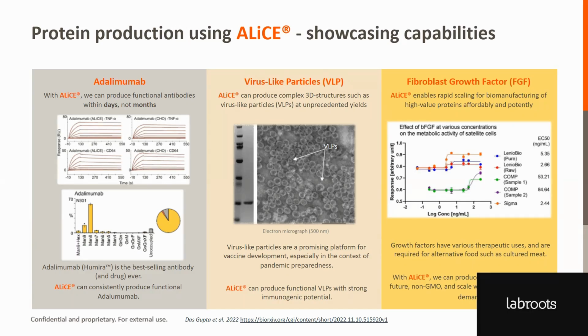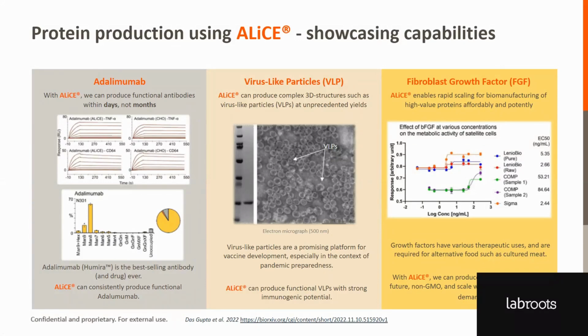So now I'll switch to a few different case studies on what we've done with ALiCE internally, showing some capabilities of the system with some interesting and difficult to express protein models. In the leftmost panel, we have some work performed with adalimumab. This is the blockbuster monoclonal antibody drug Humira, with about $20 billion in revenue in the last year.